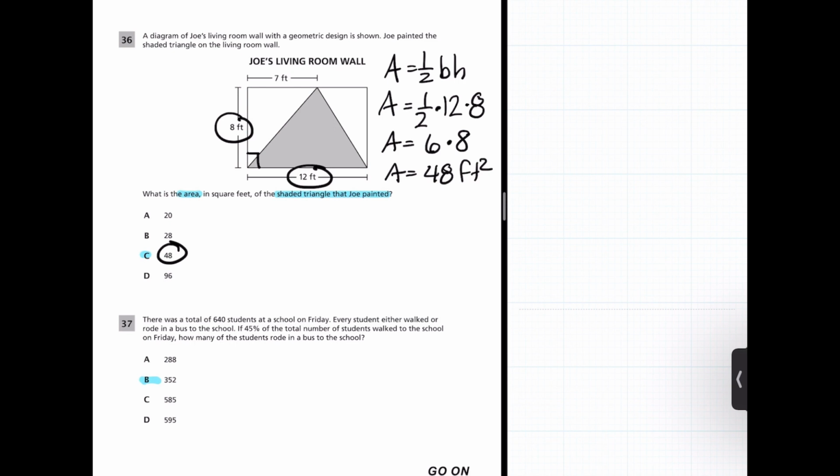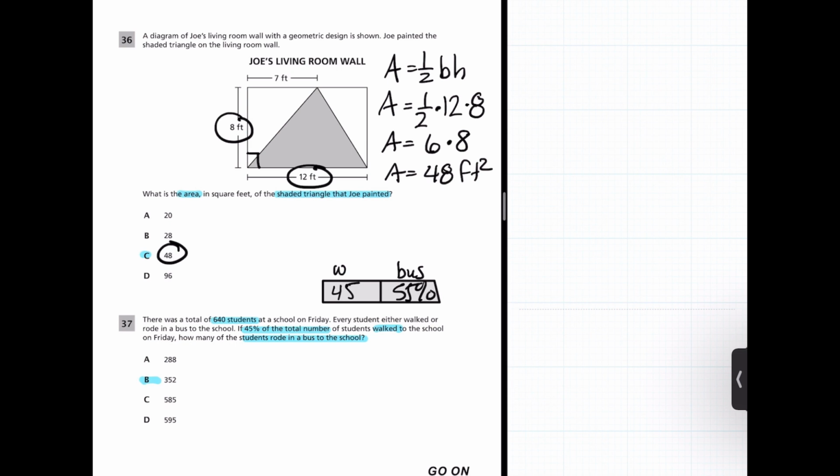Let's look at 37. There was a total of 640 students in school on Friday. Every student either walked or rode the bus to school. If 45% of students walked, how many students rode the bus? So this one's interesting. First thing I'm going to do is give you a visual just so you can see the percentage we're looking for. So out of all the students, 45% walked and the rest rode the bus. So I know this is 55% rode the bus. So I want to know how many is 55%.